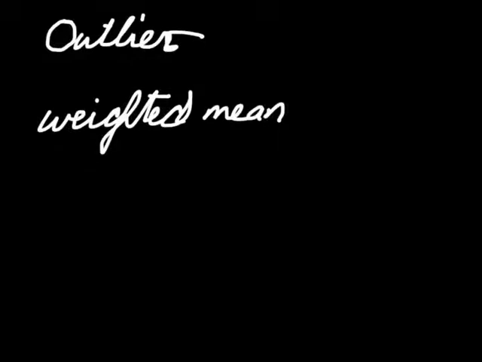So hello everyone, welcome to Statistics 11, more on measures of central tendency. The first thing we're going to talk about is what are called outliers. An outlier is a data entry that is far removed from the others. Let me give you the simplest example I know.